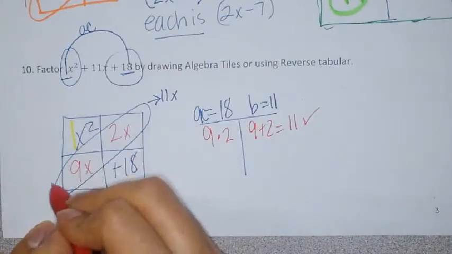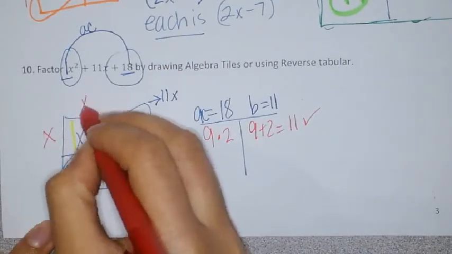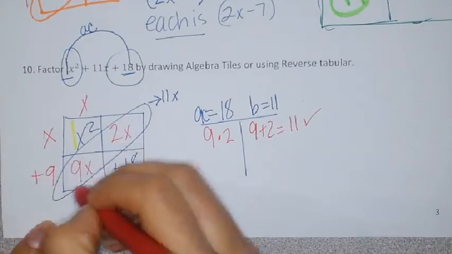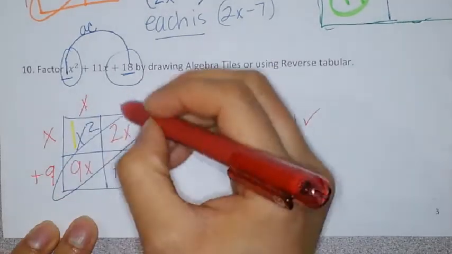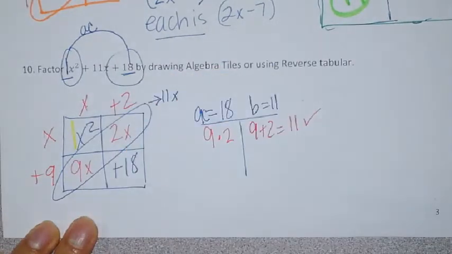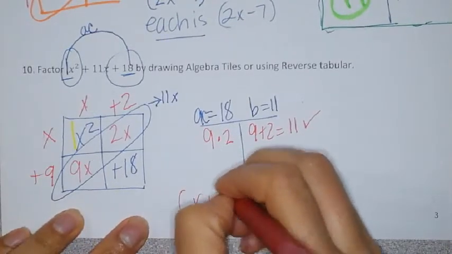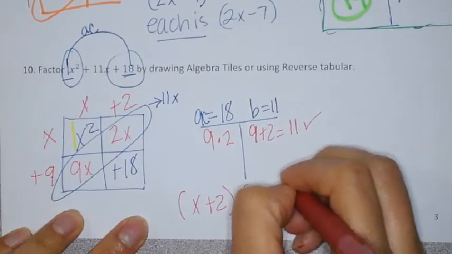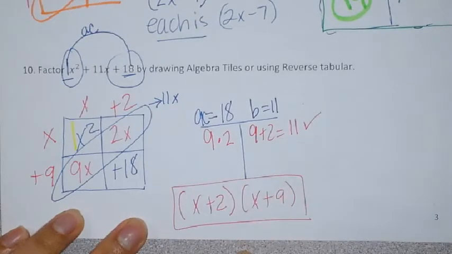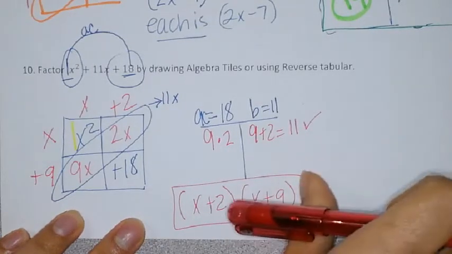And then the ones out here would be the same. X by x, and then plus 9, because 9 times x is 9x, and this one plus 2, because x times 2 is 2x. And that would be your answer here for number 10.